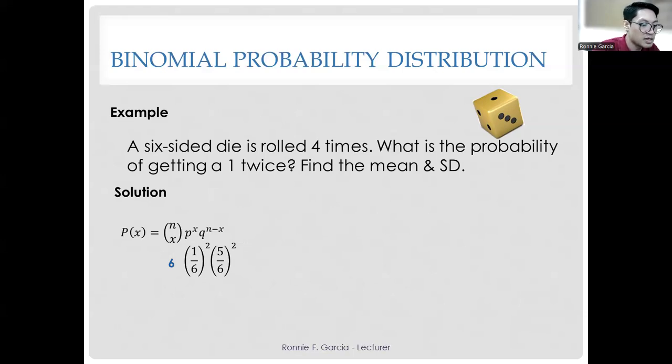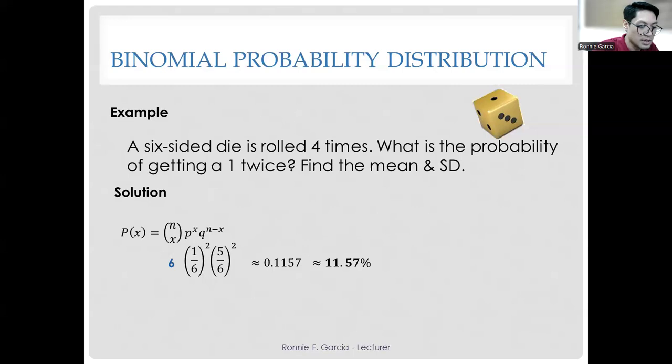To simplify this, we are going to use our calculator, and based on the computation, that is approximately 0.1157. So this means that there is 11.57% chance of getting a 1 twice in rolling a die 4 times. So we have already solved the problem for the probability part. So the probability is 11.57%.